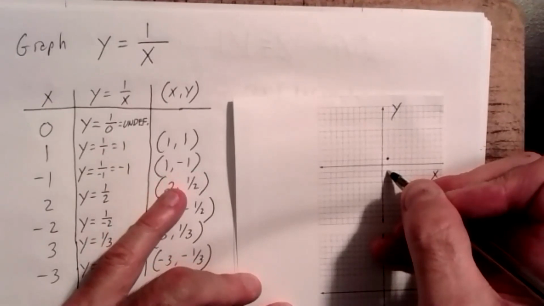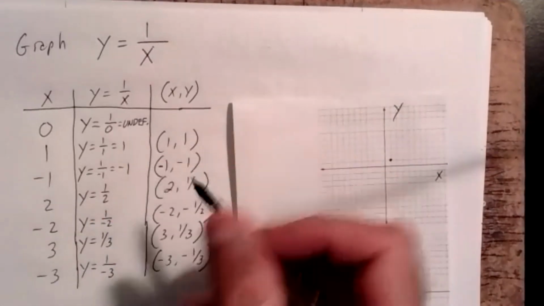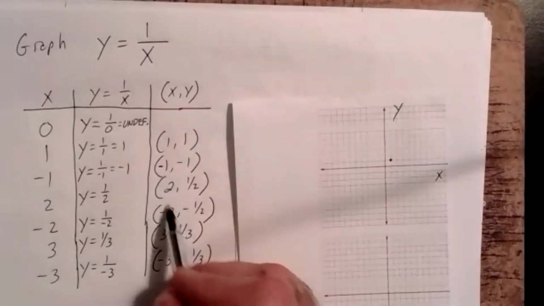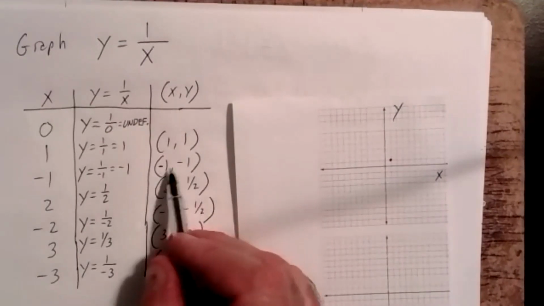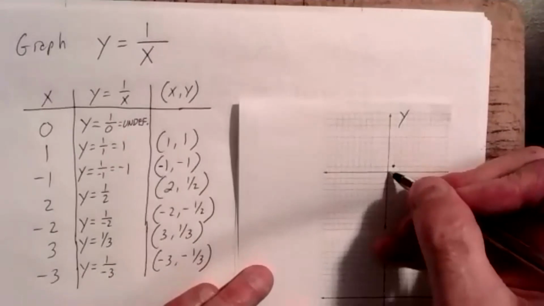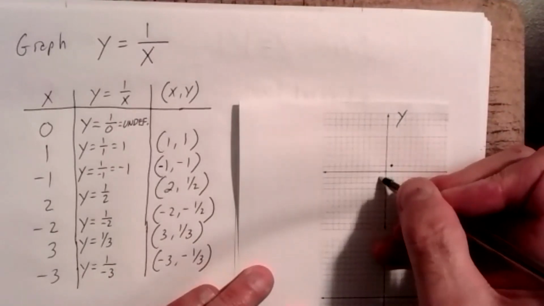Wait a minute here. I don't have this right here. I put -1 in here, correct? That should be -1, -1. Careful, just double check these here. Yeah, it should be -1, -1, so not 1, -1. So plotting -1, -1, start at the origin, move 1 to the left and then down 1 unit.